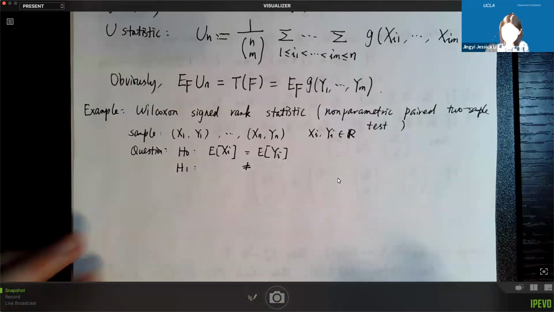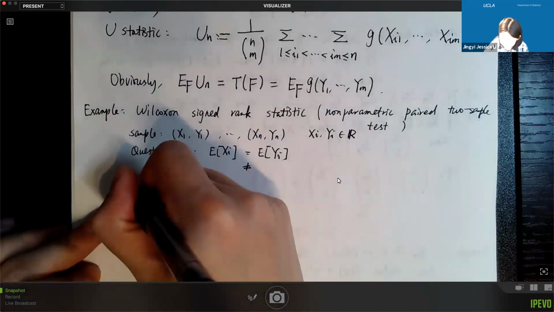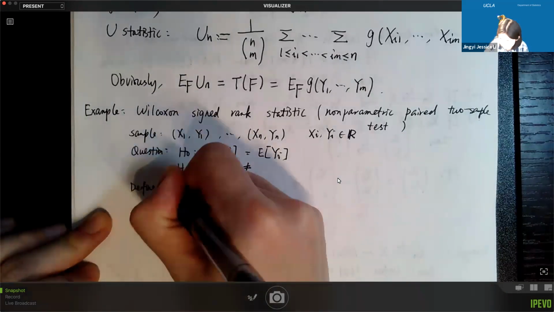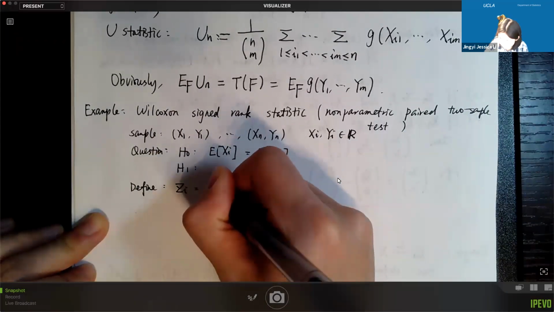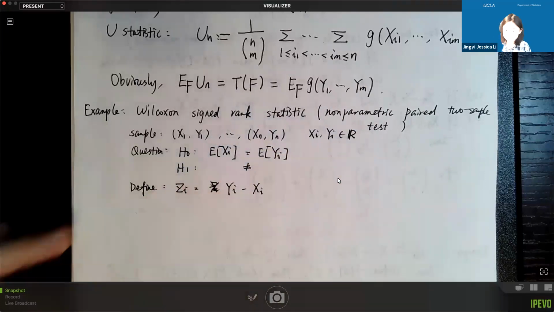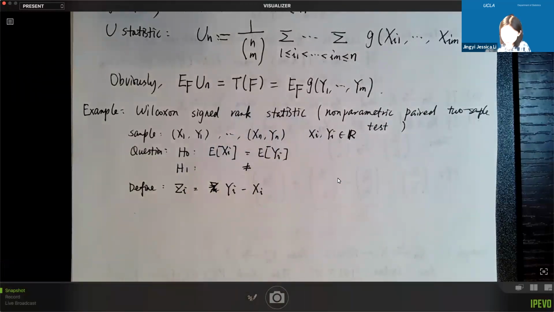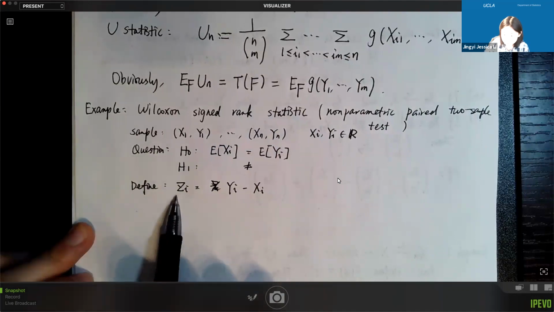Okay, that's the question. And the alternative here we consider is that they are not equal. Then naturally, given that they're paired, we should look at the differences between yi and xi. So we define zi equal to yi minus xi for each i. Okay, and then we formulate the question as whether we can test the expectation of zi is equal to 0.